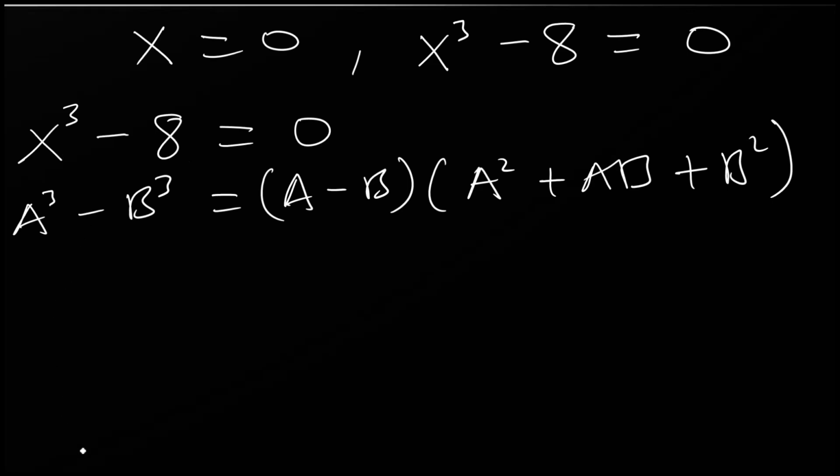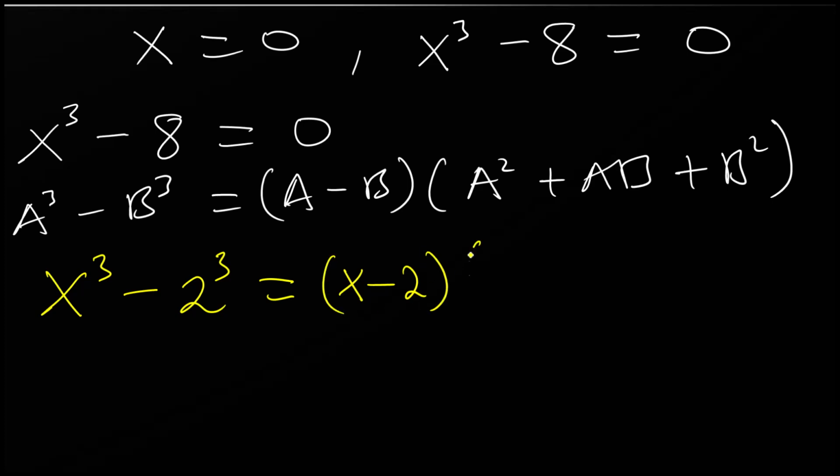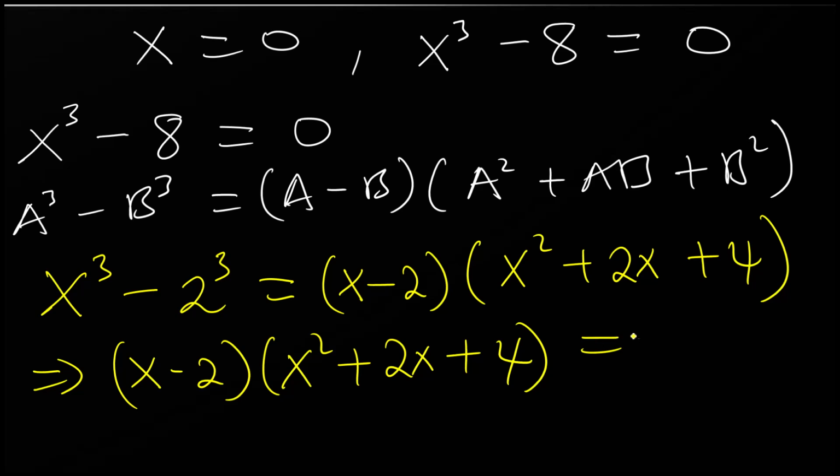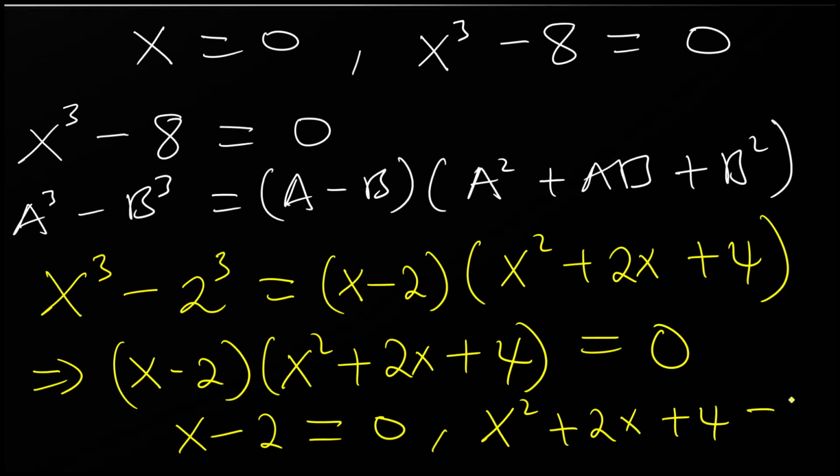now we can rewrite this one as x cubed minus, so 8 is 2 to the power 3, so we can go by that, x minus 2, and we have x squared plus 2x plus 2 squared, 4. So we have x minus 2 times x squared plus 2x plus 4 equals 0. Okay, so from here we can say x minus 2 equals 0, that's the zero product, and x squared plus 2x plus 4 equals 0.